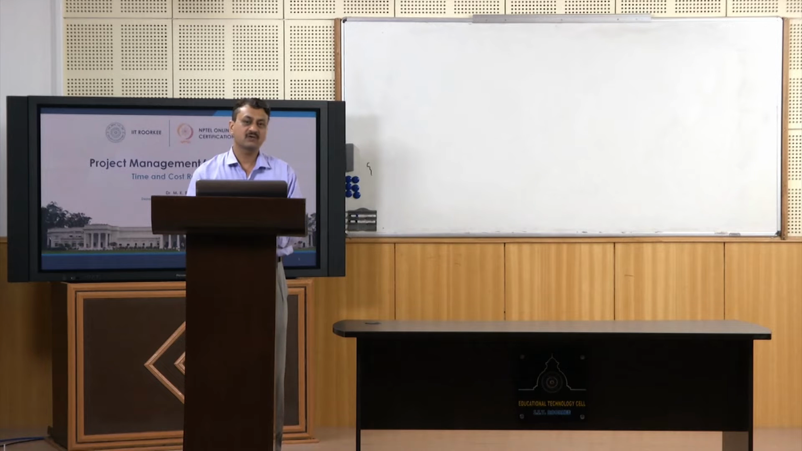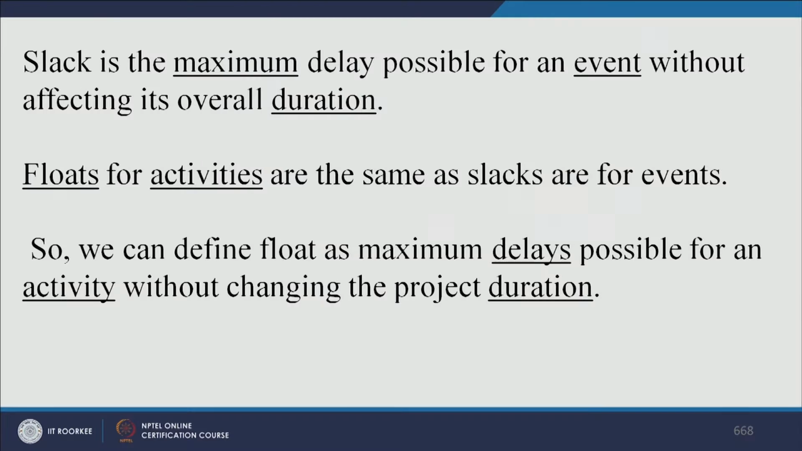So as we have already seen, slack is something wherein you can delay a particular event for a particular duration without affecting the duration of the project. So maximum delay which is possible for an event without delaying the project is slack. As far as float is concerned, it is similar to slack, but we use it for activities rather than for events, right?